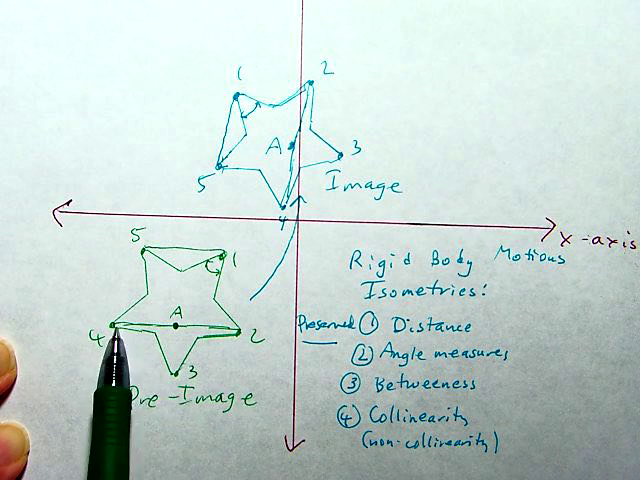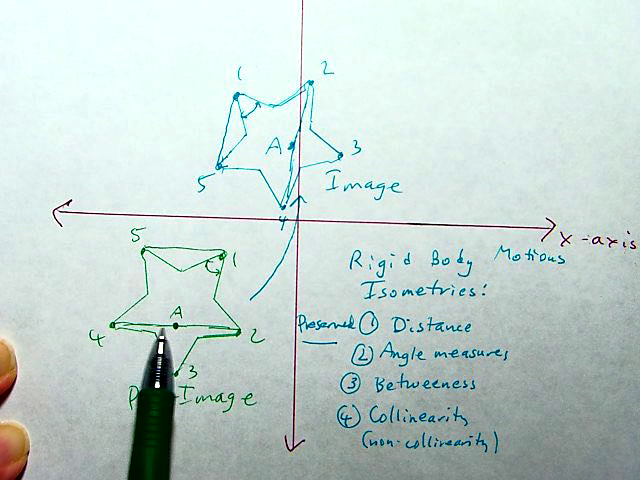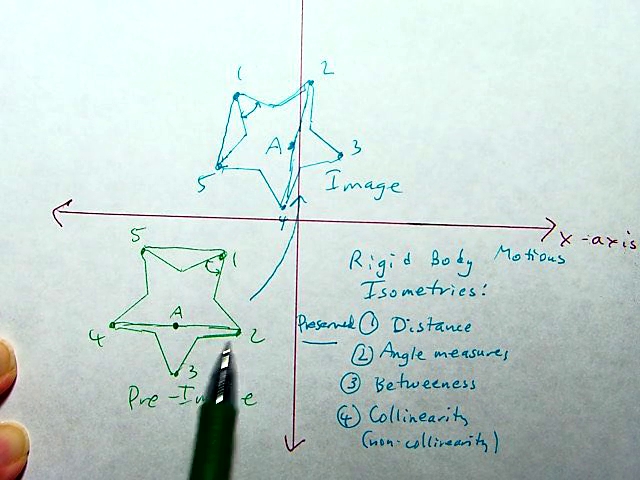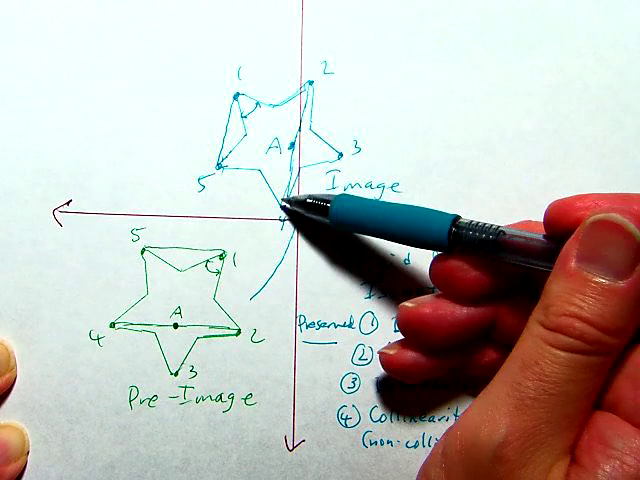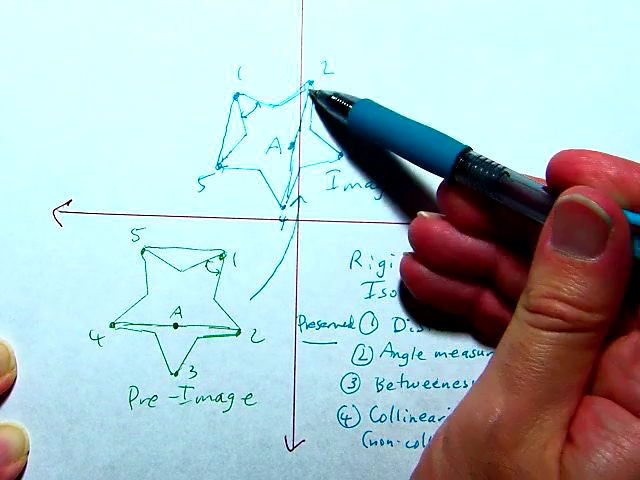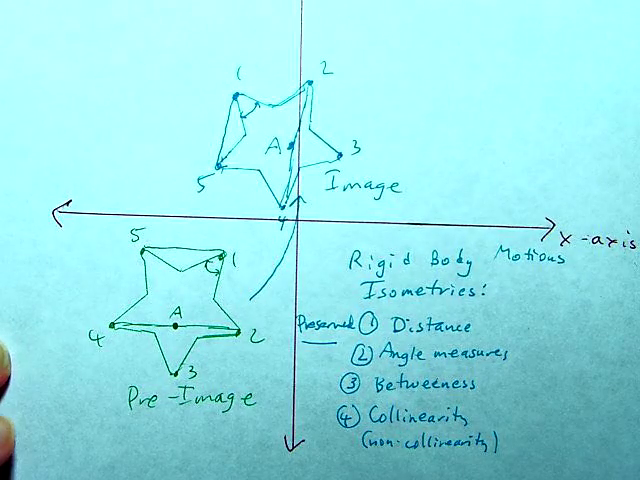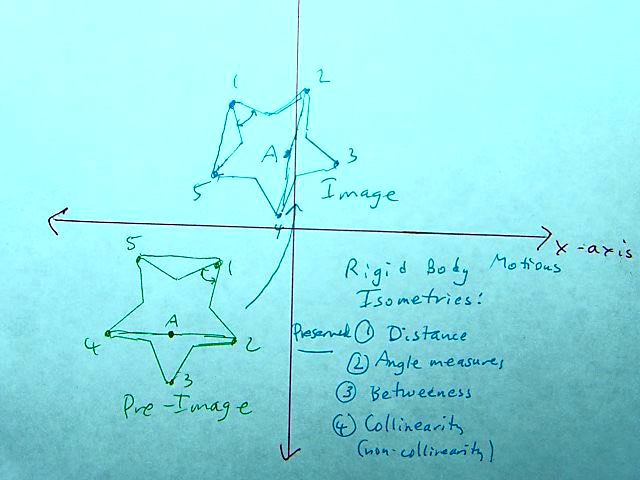In the line segment we've drawn, the points A and B are collinear. And in the image that is the mapping of the pre-image, A and B remain collinear. So the whole concept of a rigid body motion is that the two images are congruent with each other.